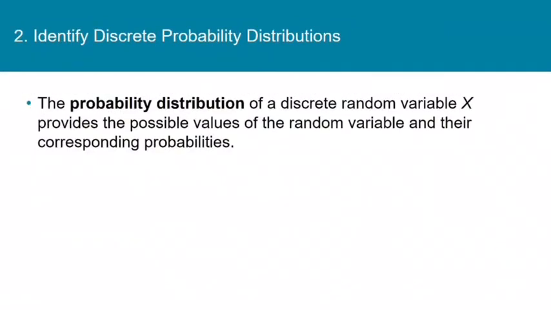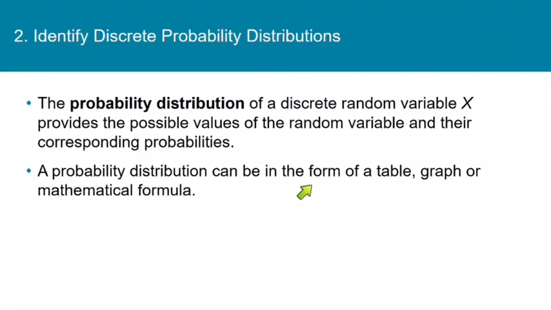So now that we know what a discrete random variable is, we can get another definition. A probability distribution of a discrete random variable x provides the possible values of the random variable and their corresponding probabilities. So I think we've seen probability models before. This is just going to be a probability model, but for a discrete random variable. Also, a probability distribution can be in the form of a table or a graph or a mathematical formula. We have seen them before as tables, and remember they look a lot like a relative frequency distribution.